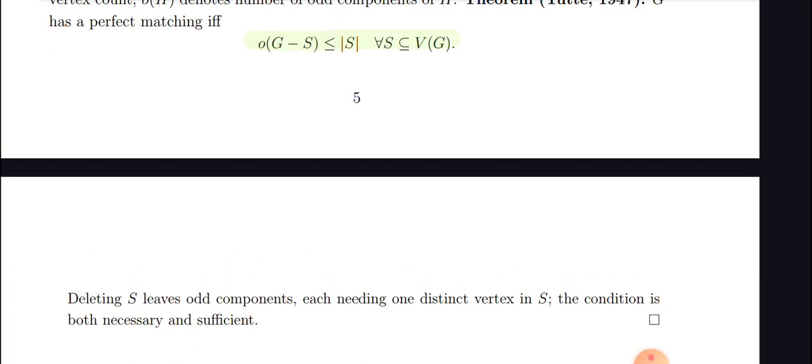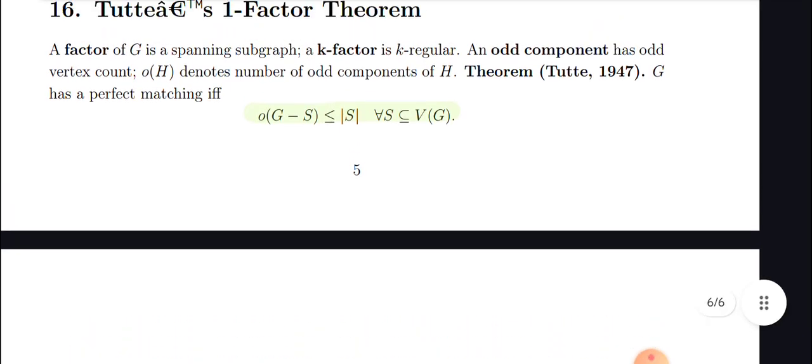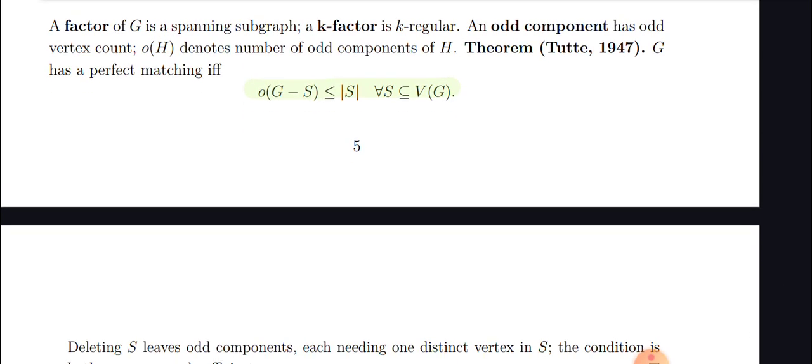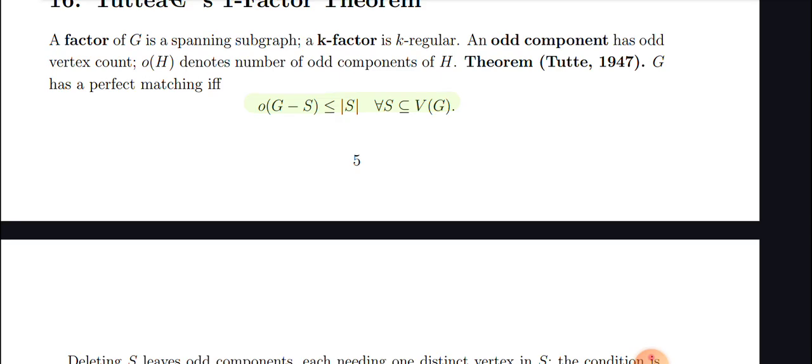It is. Tutte's one-factor theorem from 1947 gives us the condition. It says a general graph, G, has a perfect matching if and only if, for every possible subset of vertices S that you can pick. For every subset? For every single one. You take the graph, you delete the vertices in S, and you look at what's left over, which is G minus S. You then count the number of odd components of what's left. Let's call that o(G minus S). Okay. The condition is that this number of odd components must be less than or equal to the size of the set S you deleted. So o(G minus S) is at most |S|.